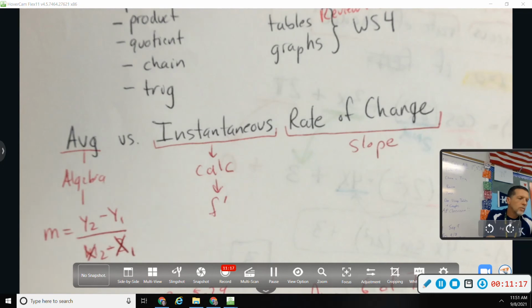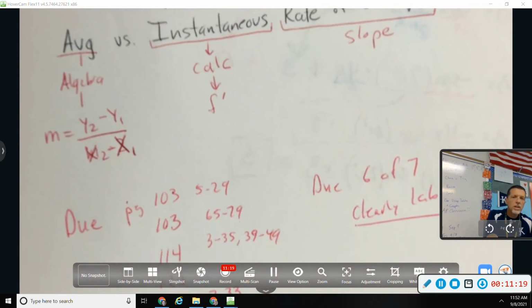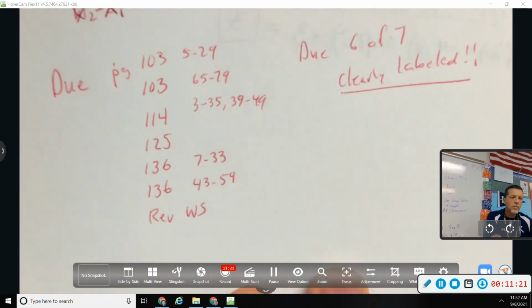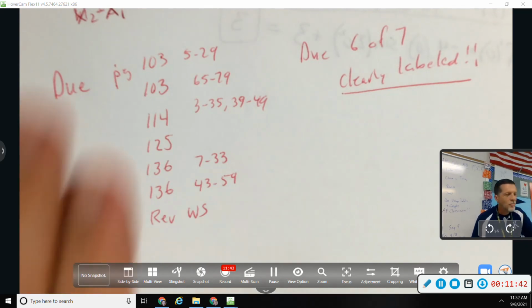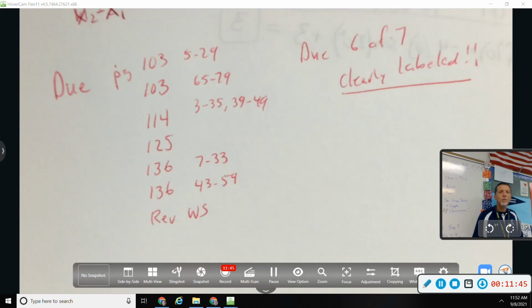And then what's due, had 7 assignments, counting the review worksheet. I'm going to say that 6 of the 7 are due. So you could also phrase that as the review can replace one of the assignments, or just 6 of the 7, however you want to think of it. Please make sure they're clearly labeled. If I don't have page numbers, it's really hard for me to keep up with what you're doing. So make sure your assignment is labeled.